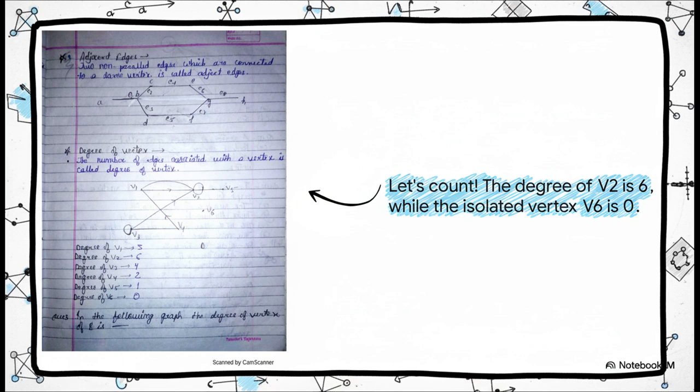Let's make this real. Take a look at this graph. If we focus on vertex V2, we can just count the lines touching it. 1, 2, 3, 4, 5, 6. So its degree is 6. Now, look way over at V6. It's all by itself. It has no connections, so its degree is 0. Simple as that, right?